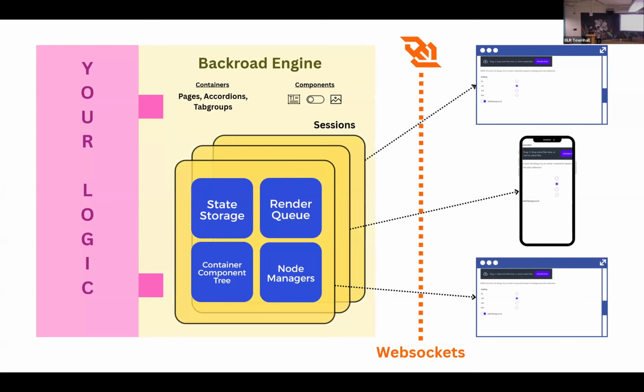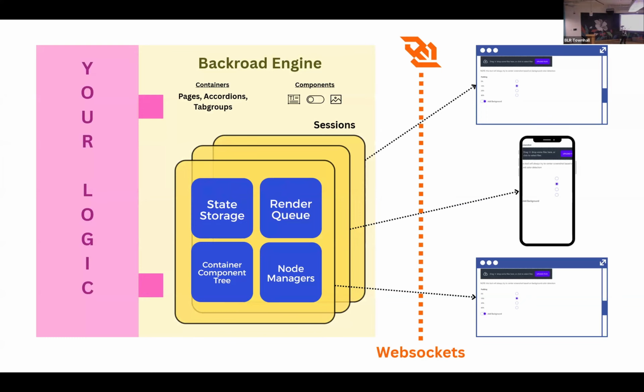So this is the architecture diagram of how it works. Whatever you put inside the run function is your logic, but there is a whole backroad engine behind it, which has these containers and components. The number inputs and these radio buttons are called components, but anything in which you can put more components is a container. Any page, any accordion, any column, right? So those are the 2 things.